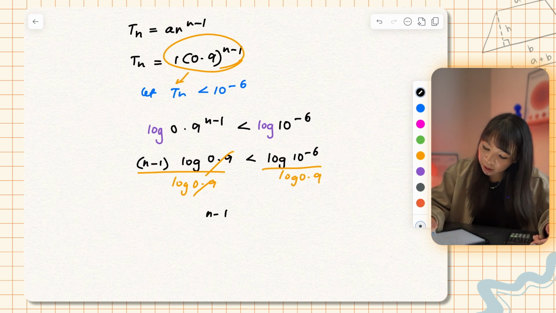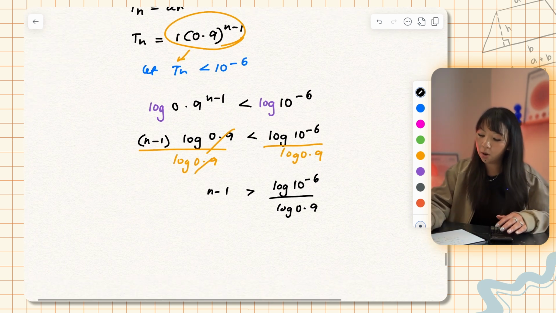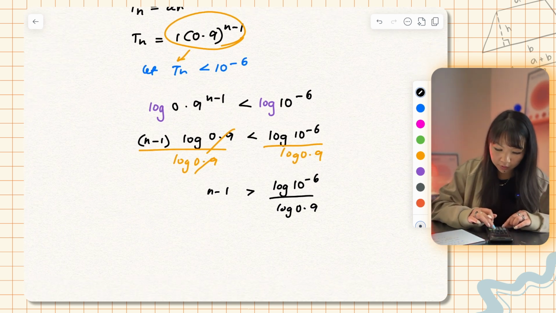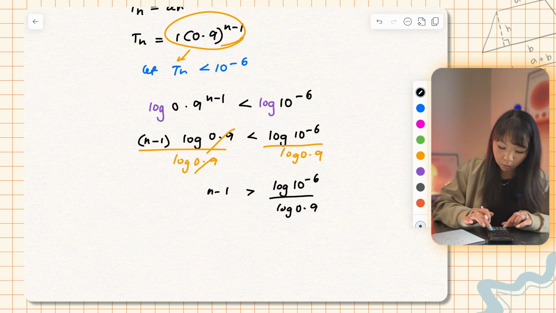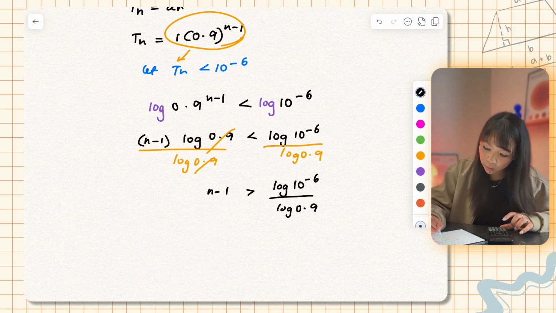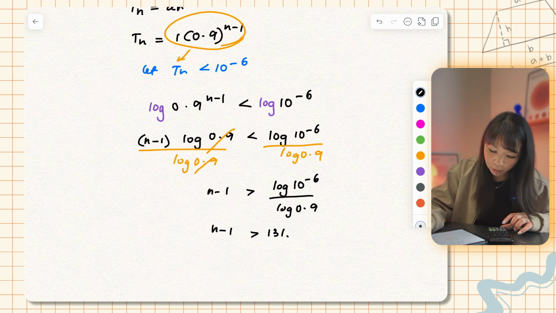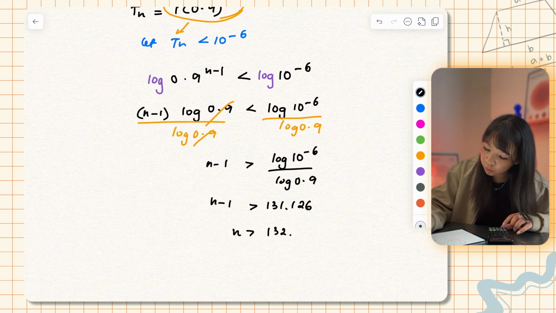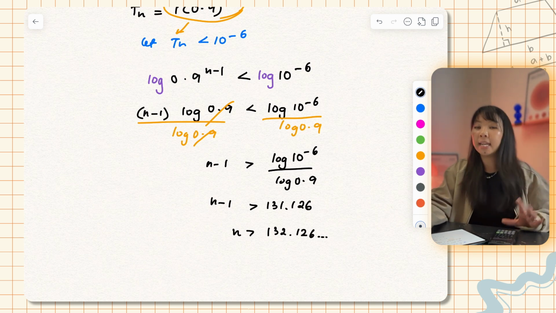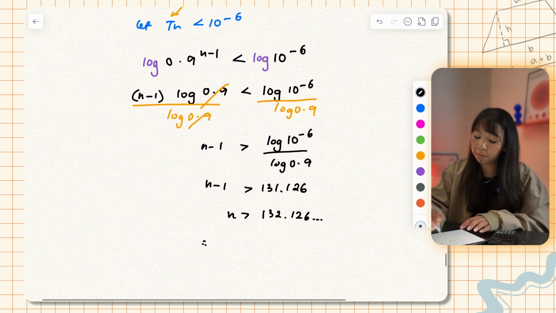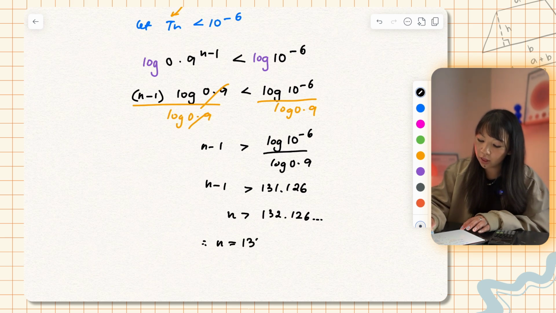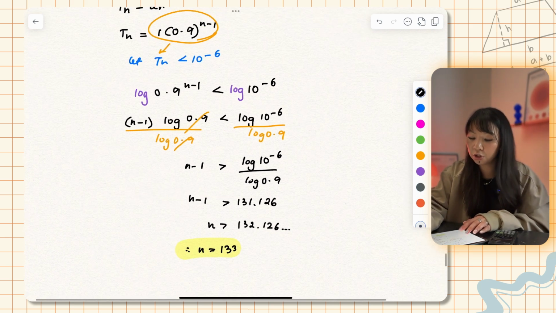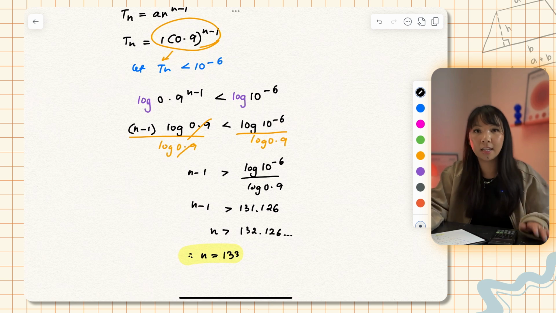So this means we get n minus 1 is greater than log 10 to the negative 6 divided by log of 0.9. And now if I pop that in the calculator, log of 10 to the negative 6 all over log of 0.9, we get n minus 1 is greater than 131.126. And then if I add 1, I get 132.126 dot dot dot. And now if I follow this, n is going to be greater than this when n is equal to 133. So the 133rd term is when it exceeds 10 to the negative 6.